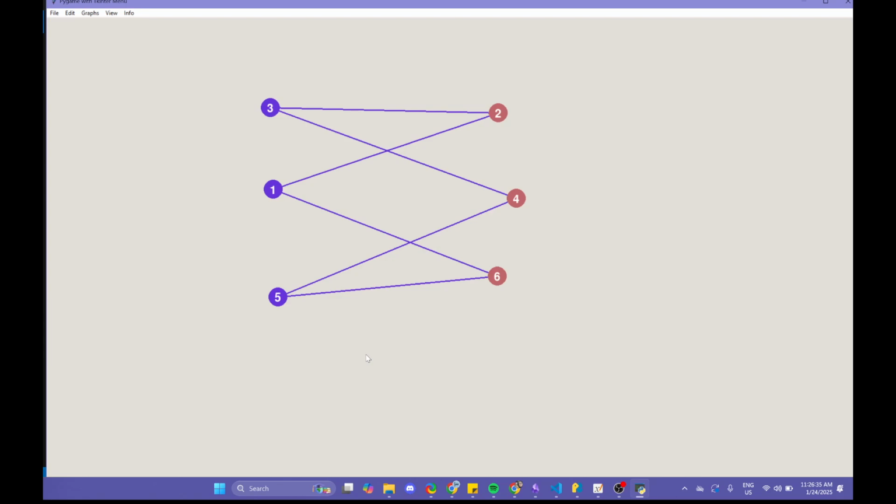So 2, 4, and 6 form what's called an independent set because none of them are connected. And 1, 3, 5 also form an independent set because they're pairwise not connected. No pair of them are connected. And this has a lot of applications. One simple example is stable matching. If you imagine these are people and these are jobs, then a company might want to assign their 3 workers to 3 jobs in some way.